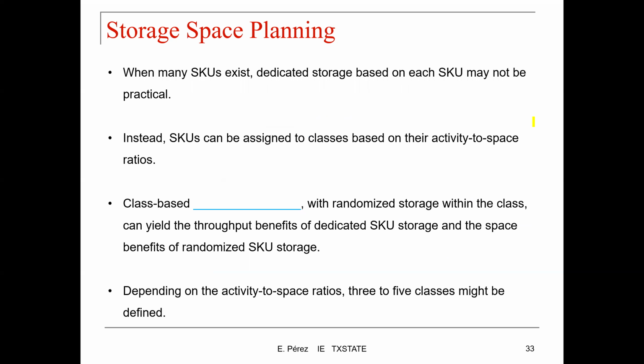When many SKUs exist, dedicated storage based on each SKU may not be practical. Instead, SKUs can be assigned to classes based on their activity to space ratio. Class-based dedicated storage with randomized storage within the class can yield the throughput benefits of dedicated SKU storage and the space benefit of the randomized SKU storage. Depending on the activity to space ratios, 3 to 5 classes may be defined.